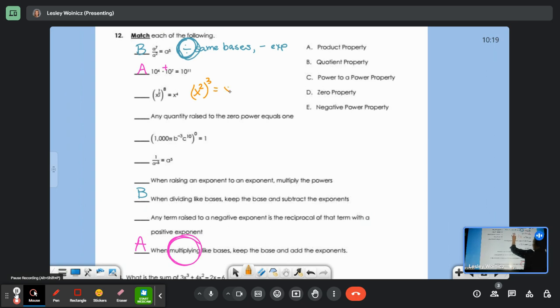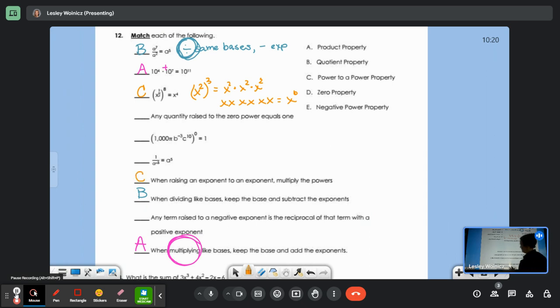Isn't that x squared times x squared times x squared? And isn't that x times x times x times x times x times x for a total of 6 of them multiplied together? Isn't 2 times 3, 6? Okay, so when you're doing power to a power, we're multiplying our exponents, even if they're fractions. We don't care. All right, that's C. Where else do we have C? Right above the other B.